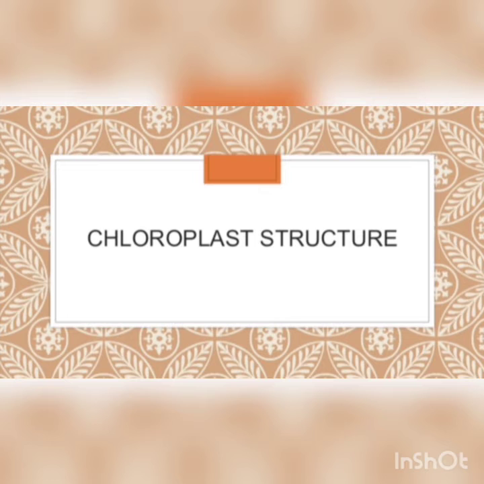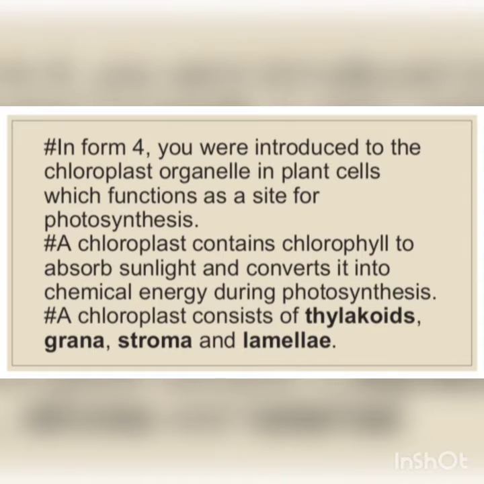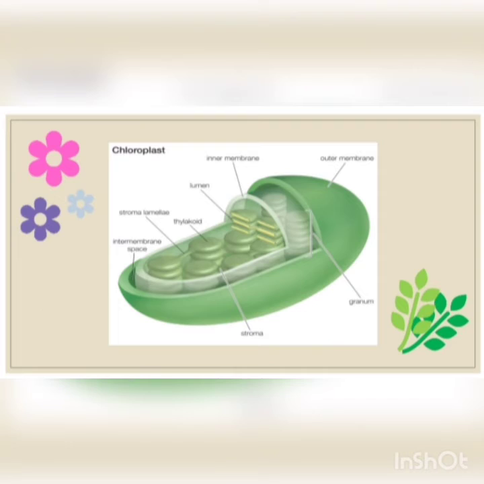Chloroplast structure. In Form 4, you will be introduced to the chloroplast organelle in plant cells which functions as a site for photosynthesis. A chloroplast contains chlorophyll to absorb sunlight and converts it into chemical energy during photosynthesis. The chloroplast consists of thylakoids, grana, stroma, and lamellae.